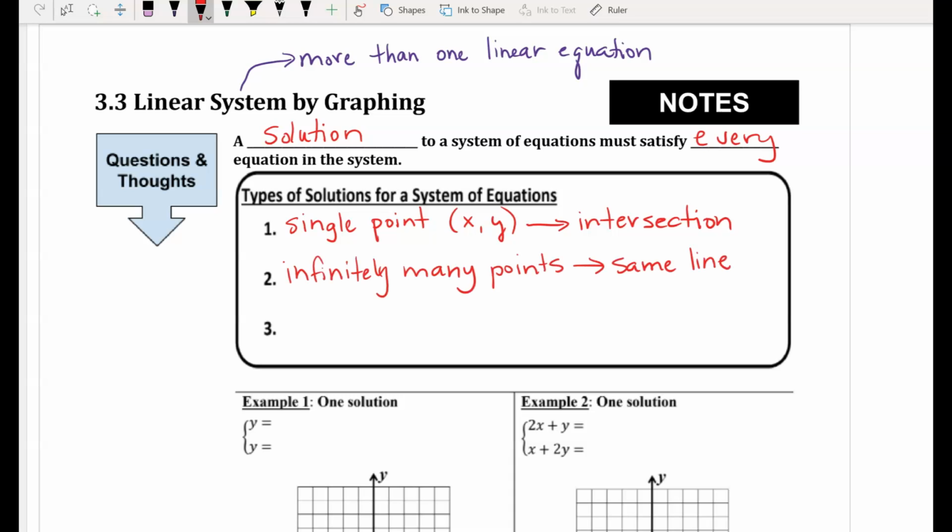That type of solution happens when our equations actually describe the same line. They may look different, but when we graph them, they are the same line. And the third type of solution is no solution. That's because we have parallel lines. Their slopes are the same, and so they never intersect.